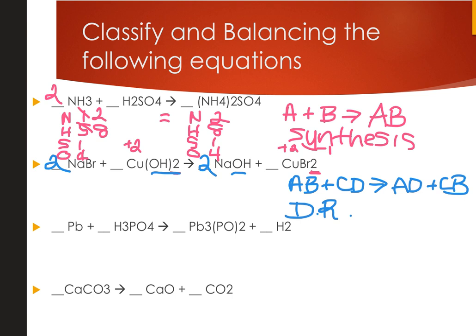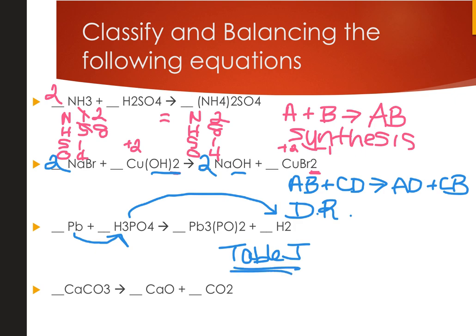All right, in the next one, we have lead, which is a single element, and we have a compound. And we can see that lead hooked up with the PO4, or with the phosphate, and it pushed the hydrogen out. So this is very typical of single replacement. If I look at table J, I will see that lead is above hydrogen. So that means it's more reactive, it's able to push it out.